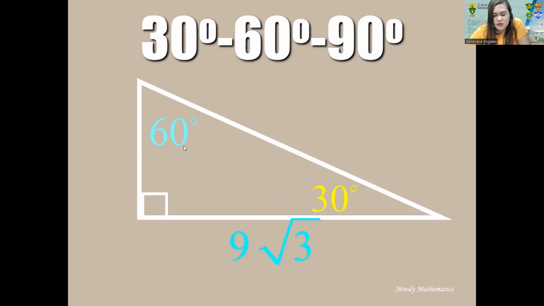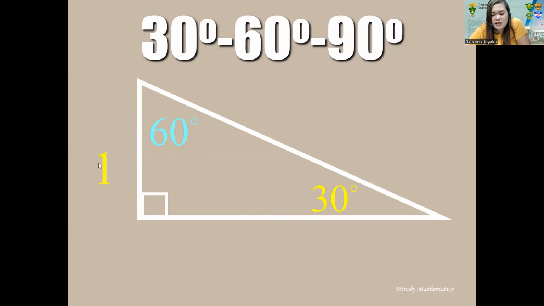Okay, if the longer leg is 9 square root of 3, what is the shorter leg? 9. The hypotenuse? 18. Correct. Do you get it? Yes po.